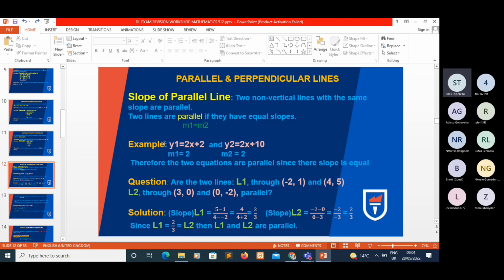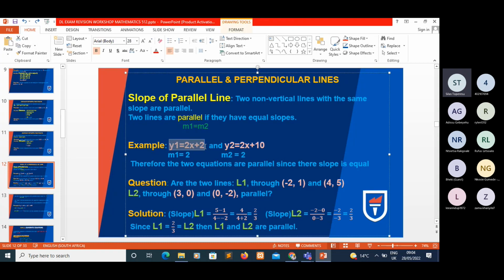Okay, so for example, I have here this equation that says y = 2x + 2, and the second one says y = 2x + 10. If you check these two equations, they are different. Why are they different? The one has a plus 2 and the other has a plus 10. So if I ask whether these two equations are parallel, you should be able to judge.